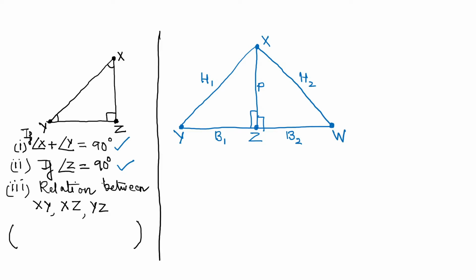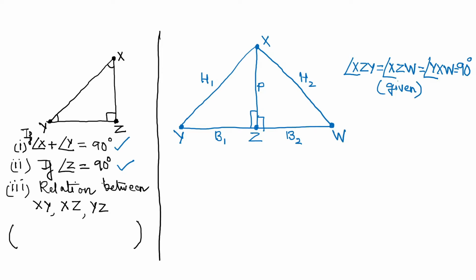Now the thing that remains to be done here is, let me write down what we have assumed here. We have assumed that the angle XZY is the same as angle XZW is the same as angle YXW, and all of them are equal to 90 degrees. This is what we have assumed. Let's say this is what is given here.